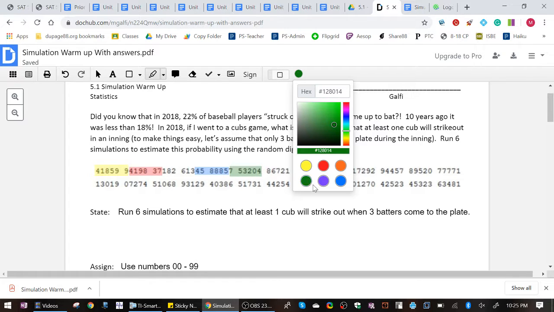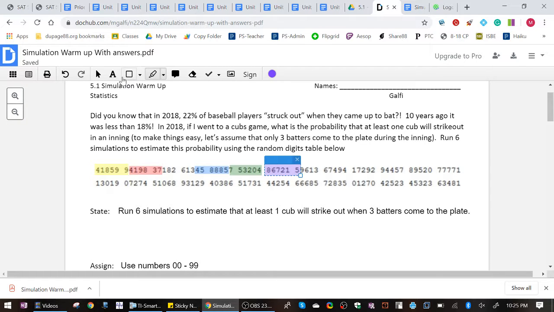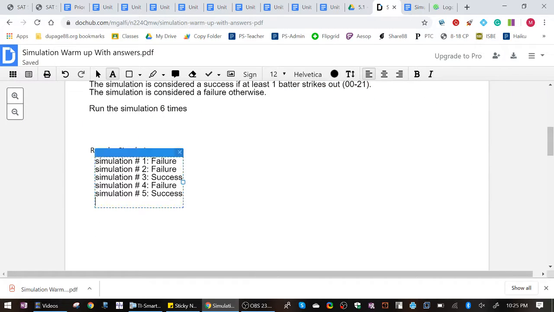Let's use purple. Okay, I've got 86. He didn't strike out. 72, he didn't strike out. 15, he did strike out. So I had at least one person striking out here. So simulation number 6 was a success.